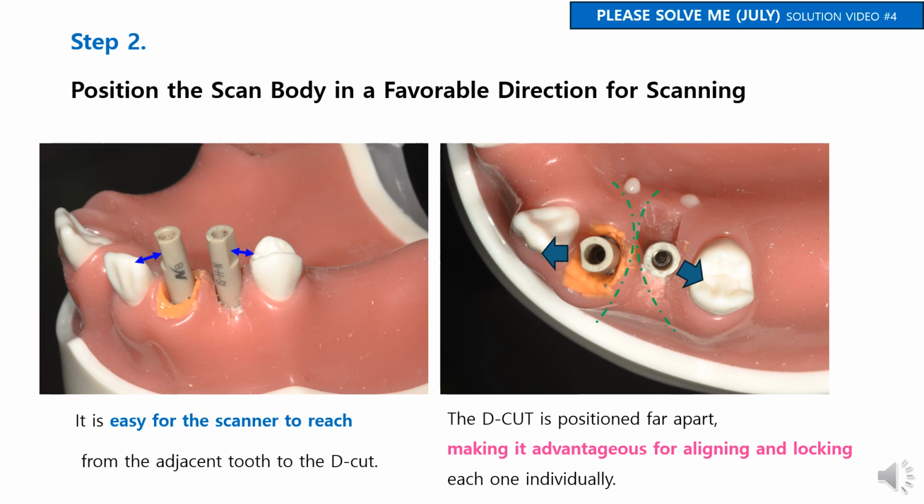For example, if the two D-cuts are positioned close to each other, the scanner could get confused and be unable to distinguish between the two scan bodies. Instead, orienting the D-cut of the front scan body to face forward and the D-cut of the back scan body to face backward provides sufficient space and prevents confusion for the scanner. This is what I call strategic positioning of scan bodies.